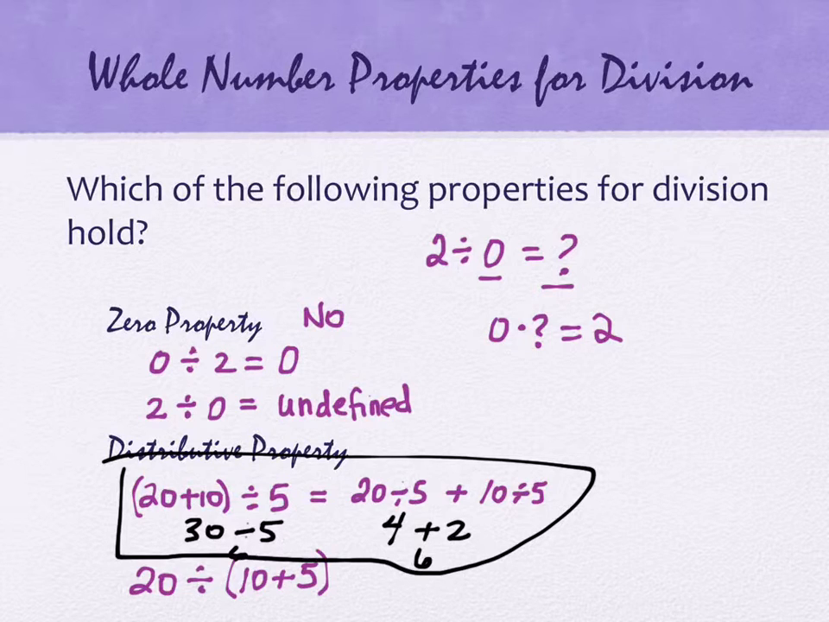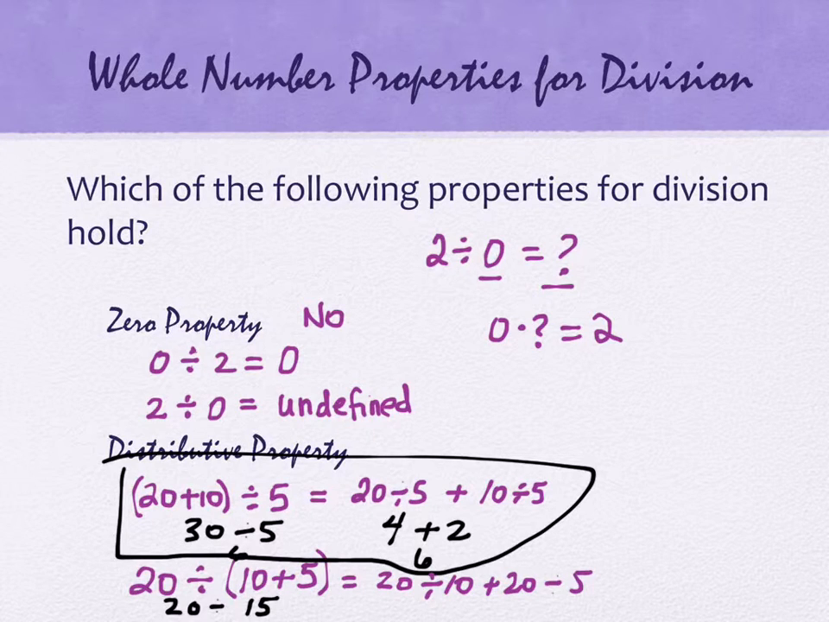So what I should be able to do is take this and divide it individually. So 20 divided by 10 and 20 divided by 5. So let's do this over here. What is 10 plus 5? 15. So what is 20 divided by 15? It's not a whole number. It's exactly right. So let's see what happens on the other side. What's 20 divided by 10? 2. And what's 20 divided by 5? 4. And that one actually is a whole number.